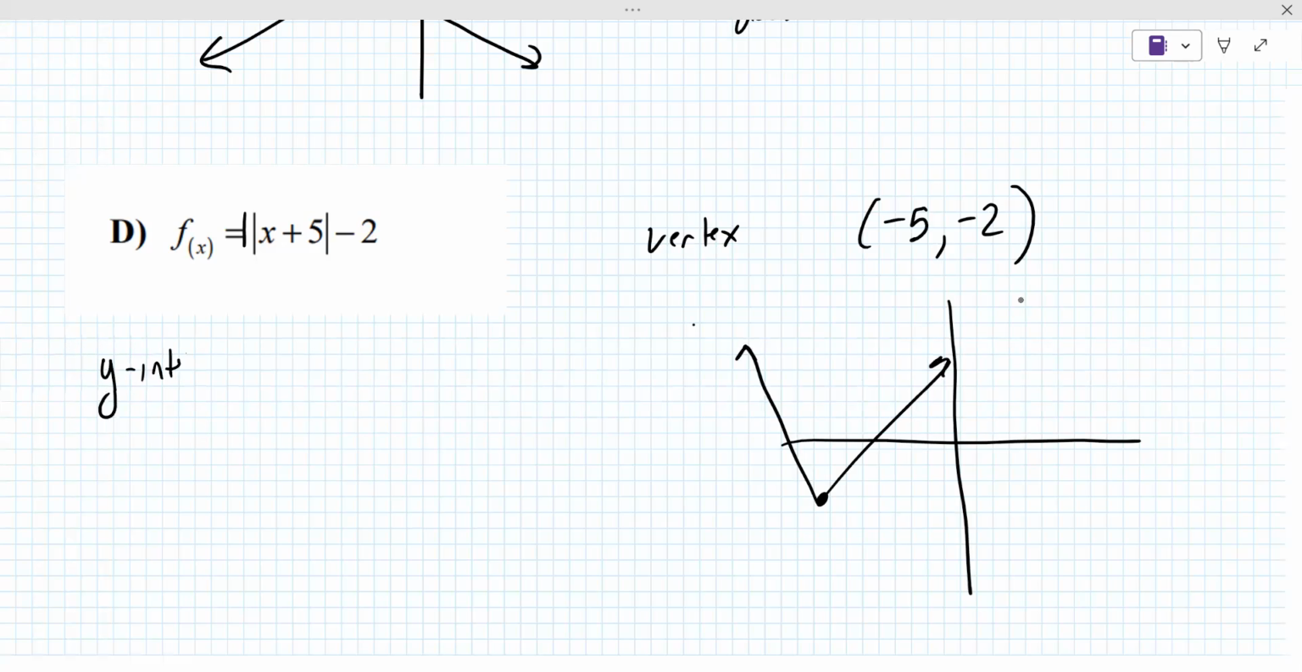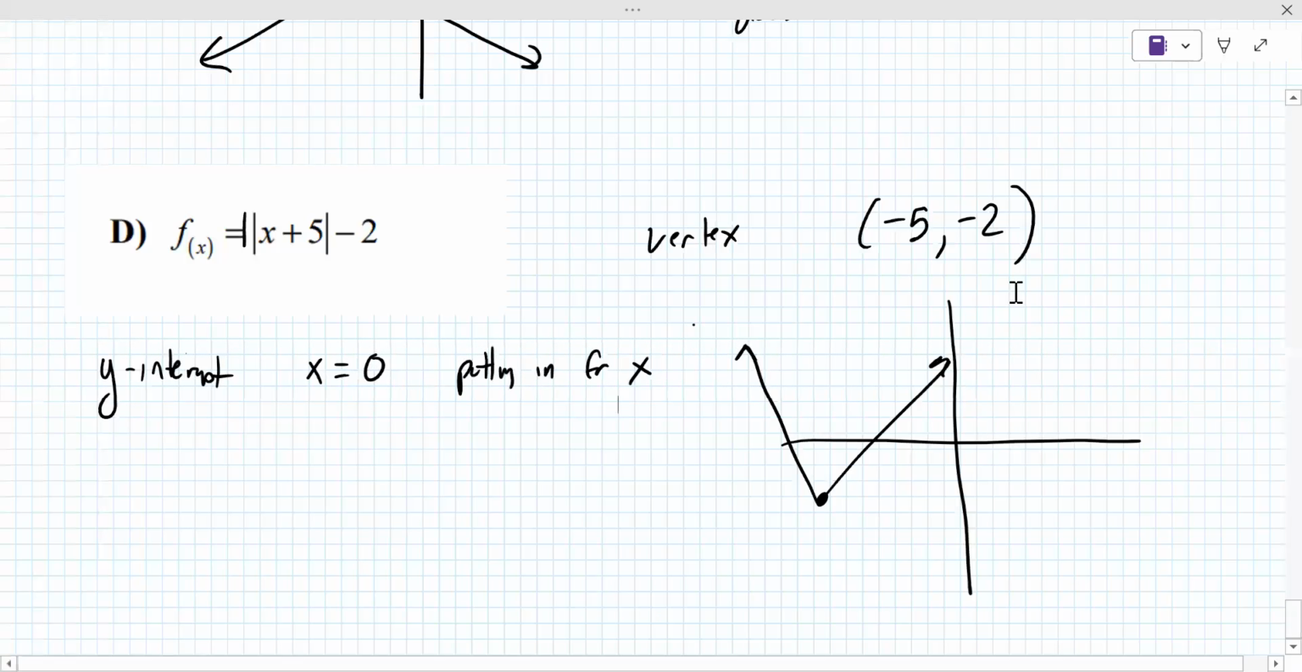The y-intercept, which is when x equals 0. You're putting 0 in for x. This is the one that students like. Could you do that for me? Could you put 0 in for x, add 5, absolute value, and subtract 2? Like solve it or graph it? Just put 0 in for x to get a value.